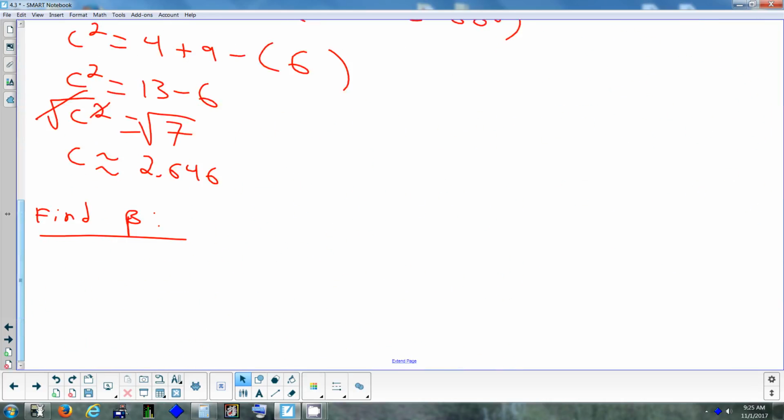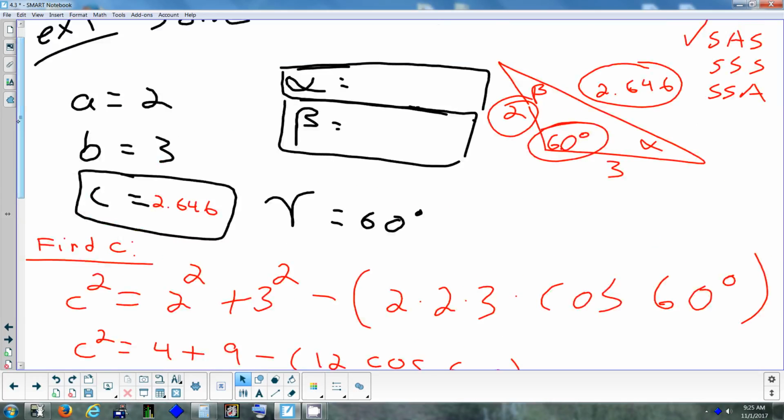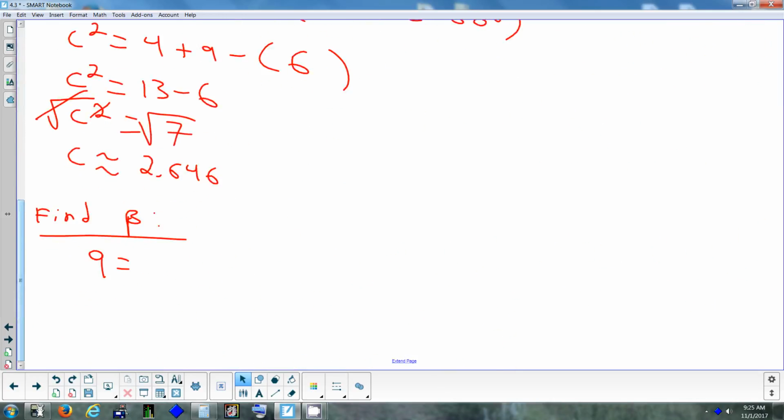And do you remember how the law of cosines starts out and has the beta at the end? Okay, let's write that down. B squared. So I get, and I'm going to kind of do this as I go. Is everyone okay with that? Okay. So B squared is 9. Yep. And can you keep going?